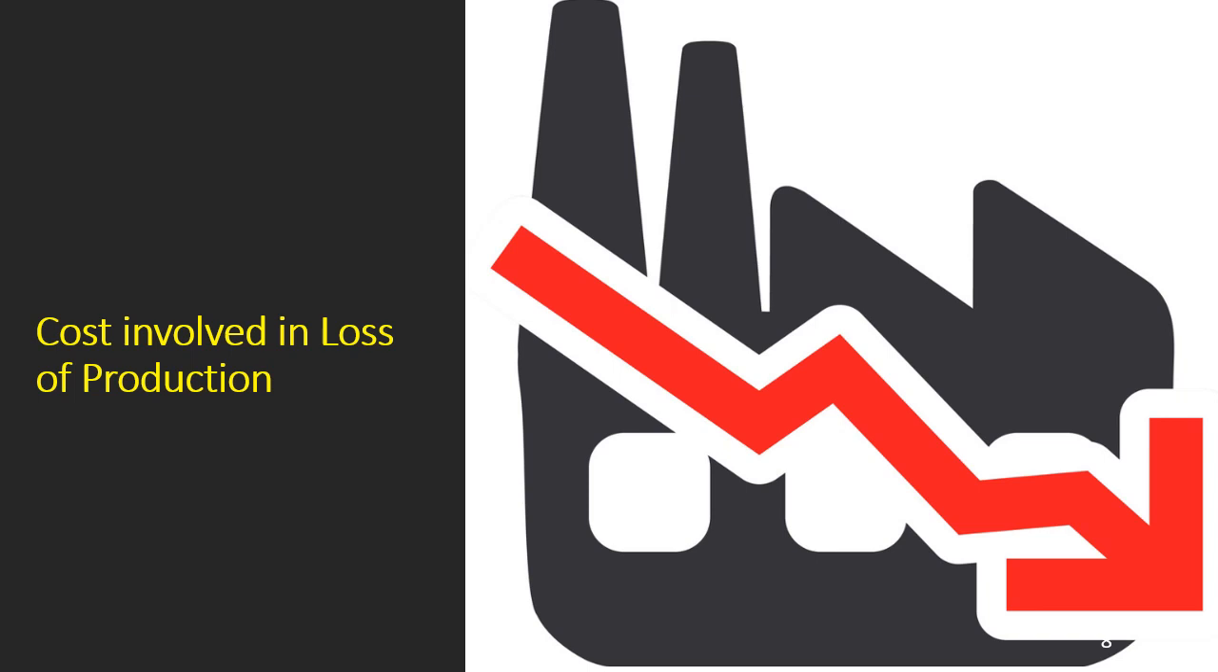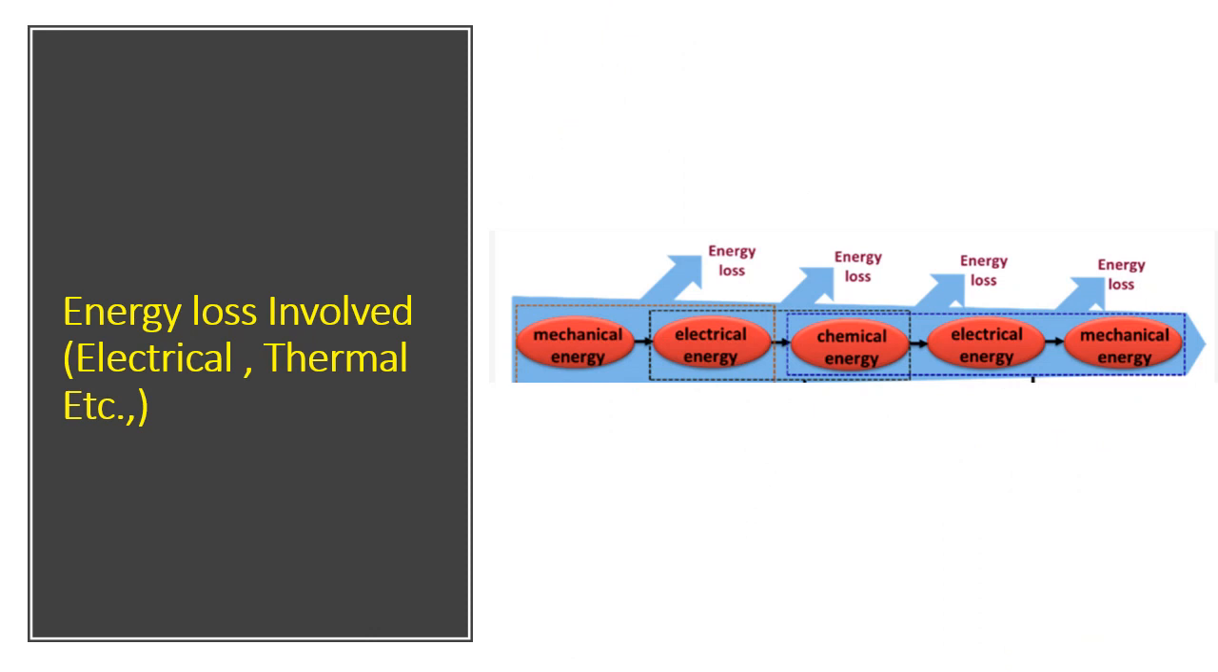So we can consider these things and we can calculate the numbers accordingly. The next point is the energy loss involved. The energy loss may be your electrical energy loss or a thermal energy loss or a mechanical energy loss. So energy loss involved in an equipment which is running abnormally is a common phenomenon.